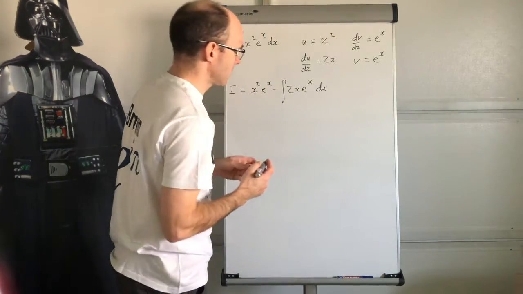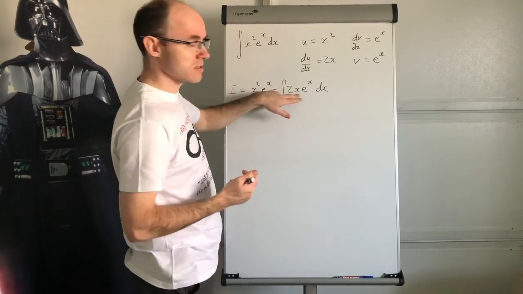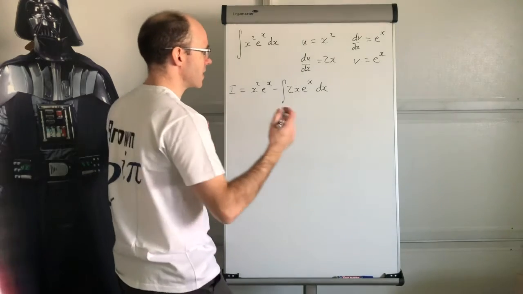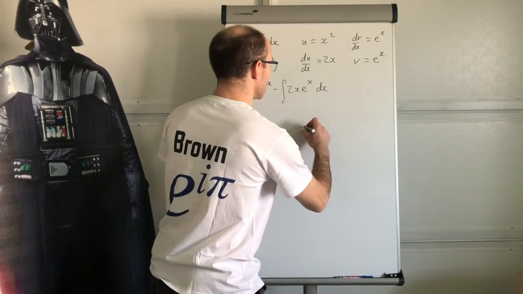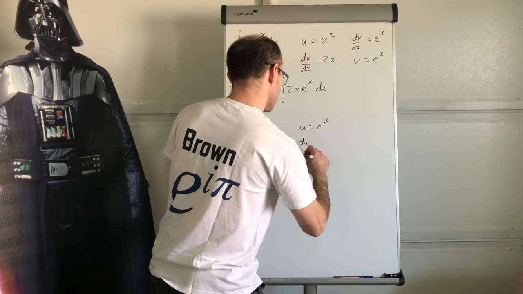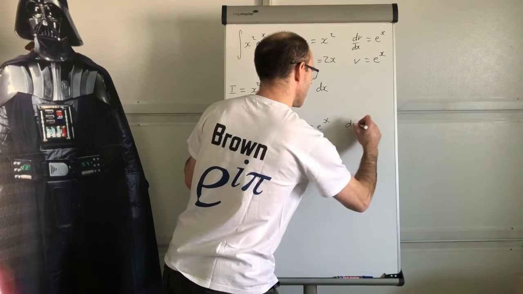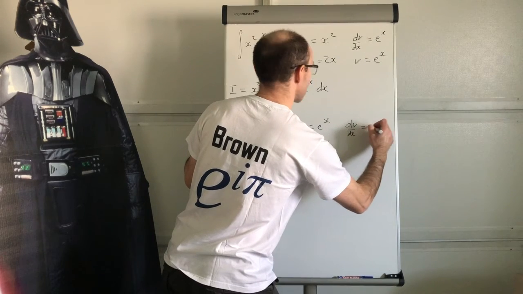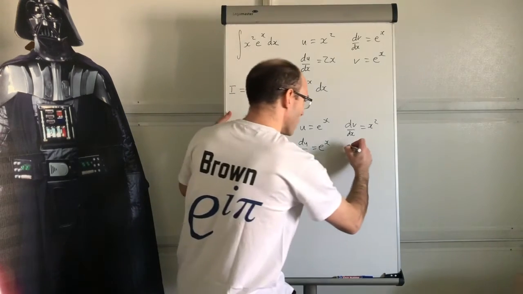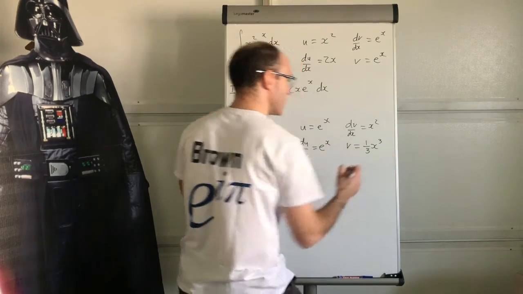Okay. Can you see what's happened? This is now an easy integral like that. Let's just suppose you try it the other way around. Okay. Let's suppose you try doing u equals e to the x, so du dx is also e to the x, and you tried this way, dv dx is equal to x squared. Can you see why this is going to be harder for us, or the wrong way around? Because you find out what v is, 1/3 x cubed.